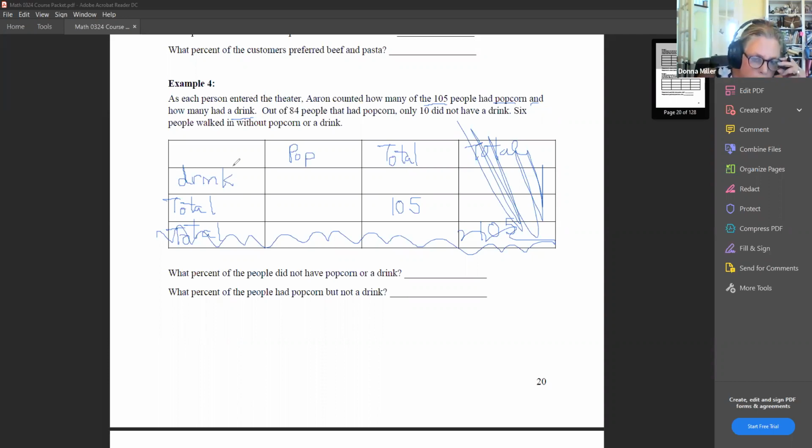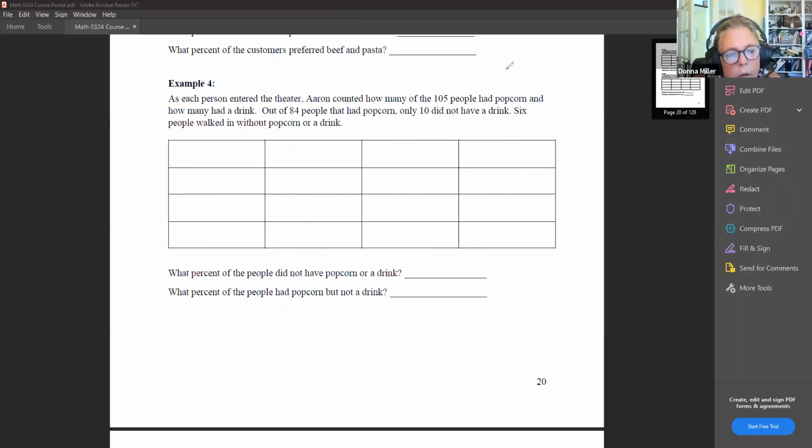All right, so 105 people, how many people had popcorn, how many had a drink? Out of 84 people that had popcorn, so that's the total amount of popcorn, only 10 did not have a drink, so that would be 74 that had a drink. I do need 3 columns. Oh, sorry. All right, let's do it again. All right, so total.